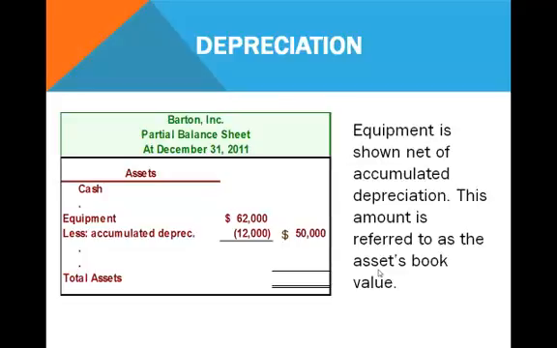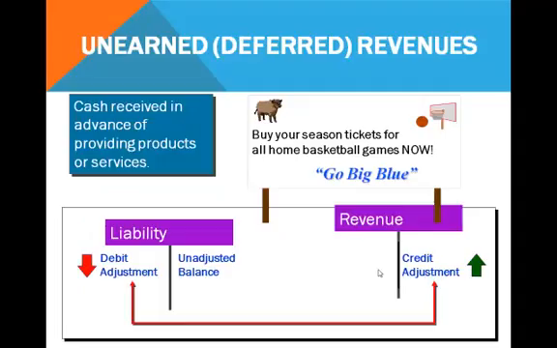Now let's move on to the second category of adjusting entries, deferred revenues. When accounting for deferred revenues, we're faced with a transaction where cash is received in advance of providing the product or service. So someone's paying us in advance. In other words, we've got the cash, but we haven't done anything to earn it yet. In our example, we will examine accounting for the sale of season tickets to a university's home basketball games.